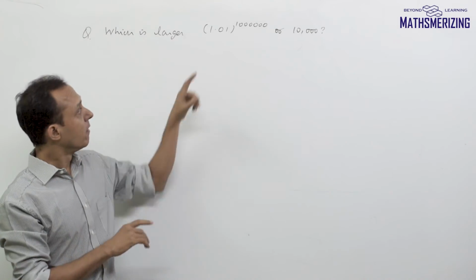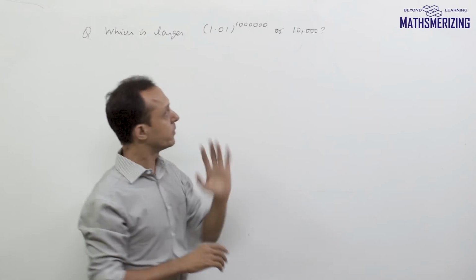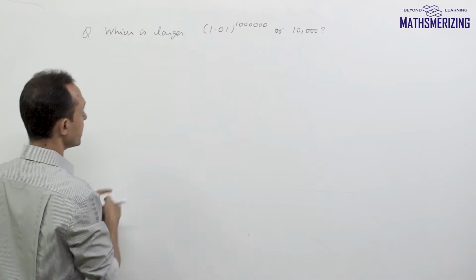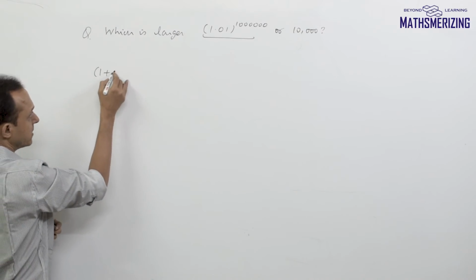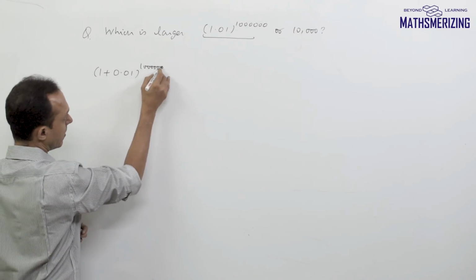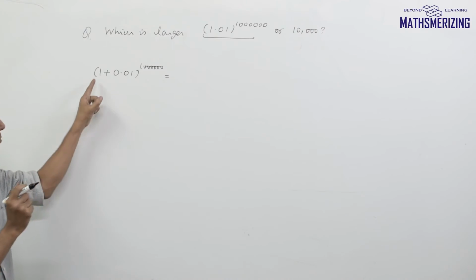One of the numbers is 1.01 to the power 1,000,000, and the other number is 10,000. So I'll take the first number and write it as 1 plus 0.01, to the power 1 million. Now I can use the binomial theorem in that.